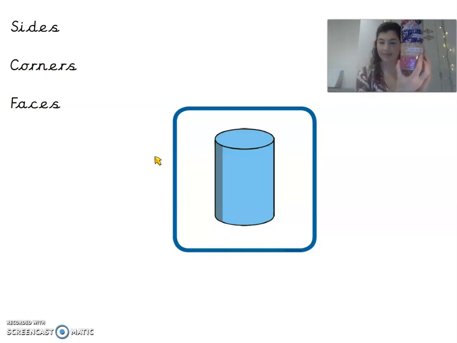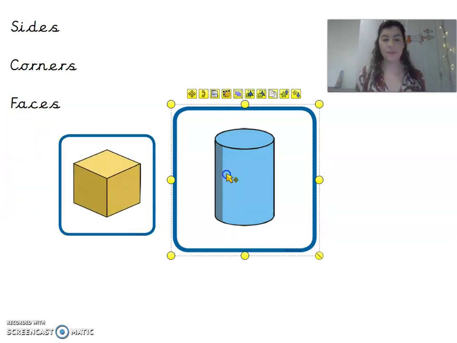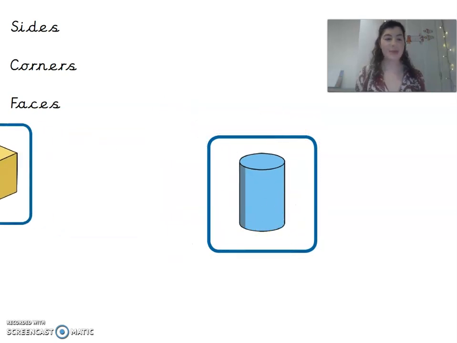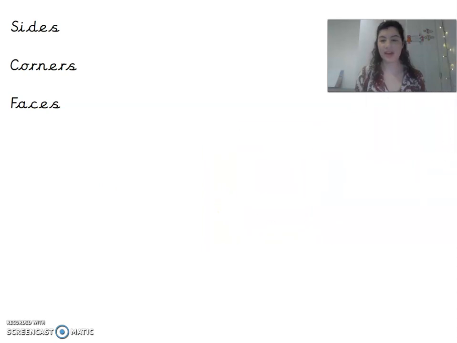Does it have any corners? No, there's no sharp corners like our cube. Our cylinder doesn't have any corners. So we've got, let's have a look, see if we can remember. We've got a cube, a bit smaller again, and a cylinder. Let's see if we can look at another shape.